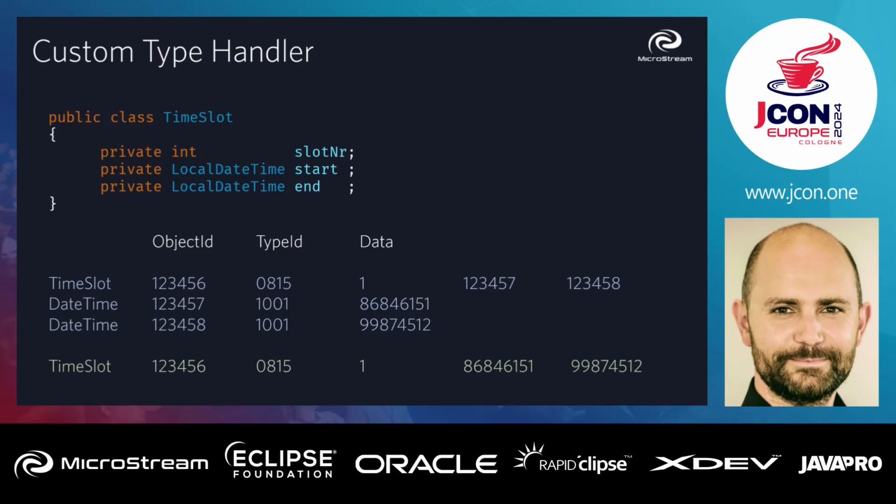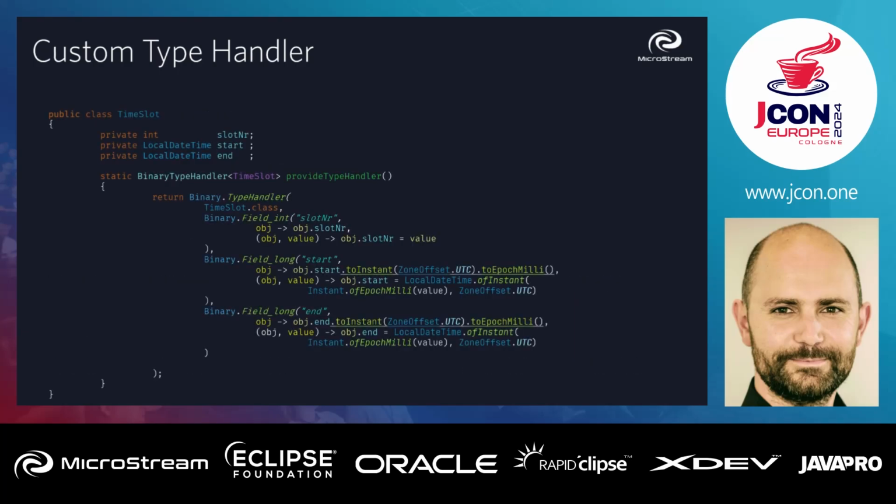There are 2 ways to create custom type handlers. The first one would be the easy one. Just create a static method in your code, which returns a type handler, and this will be used by the engine. Then we have factory methods where you basically say how a field is written, how a field is read. And of course, this can only be done if you own the code.